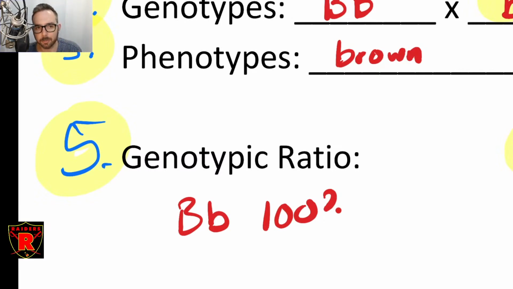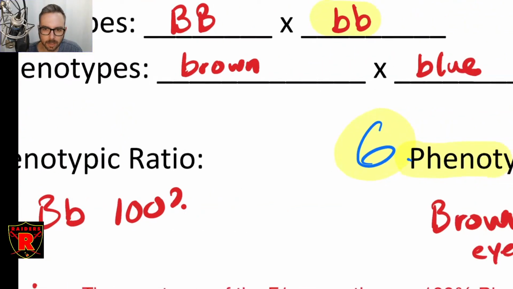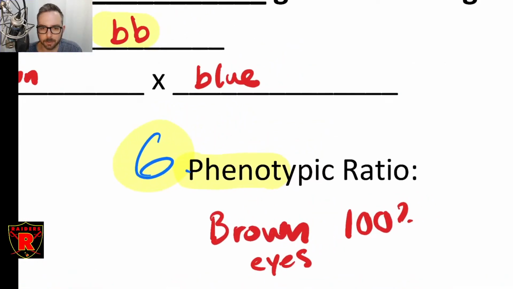You can't really do a ratio per se because it's not 1 to anything else. It's 100% of one thing, so it's easier here to just write it as a percent. So it's 100% big B, little b. For the phenotype, same thing. Well, they're all the same, and they're all going to be brown. So the phenotypic ratio, which is the last step that you need to include, is that they're all brown eyes.